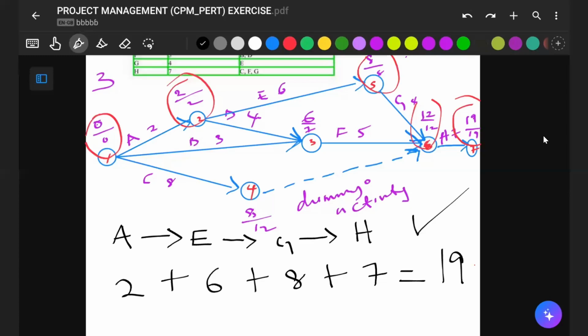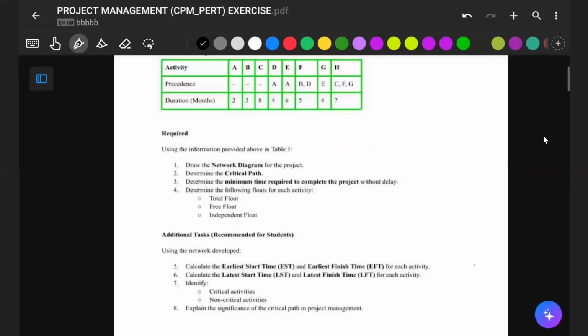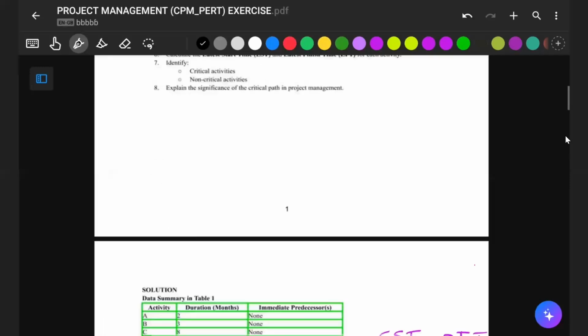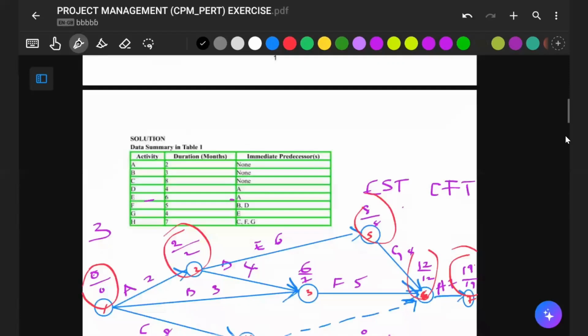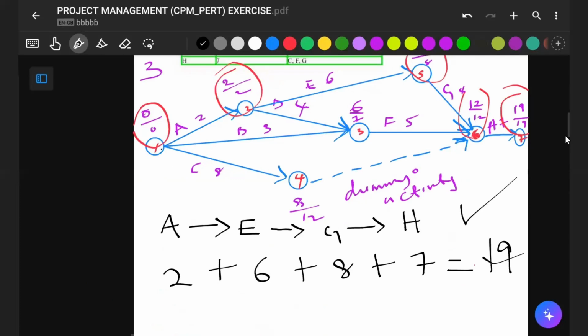Good. So the next thing you are asked to do here is to determine the following floats for each activity. Now, this one will take me some time to explain to you. However, there are formulas to this. Now, watch out. This is also very easy. Very easy. I'm going to expand this now.